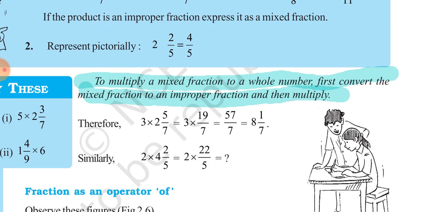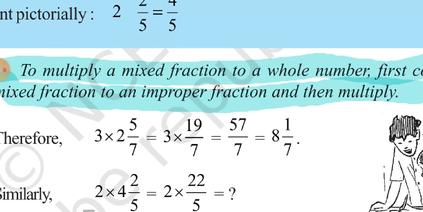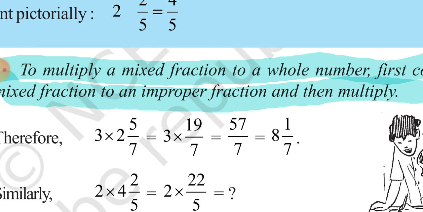Similarly, when we have to multiply a mixed fraction and a whole number, first we convert the mixed fraction to an improper fraction and then we multiply it. First of all, we will convert the mixed fraction 2 and 5/7 into the improper fraction. How will we do that? 7 2s are 14, 14 plus 5, 19. So it becomes 19/7 multiplied by 3.